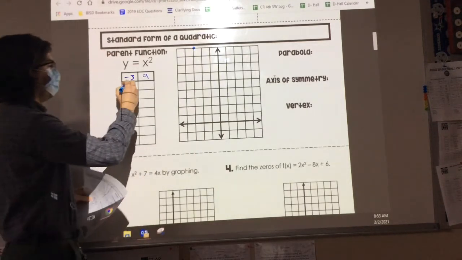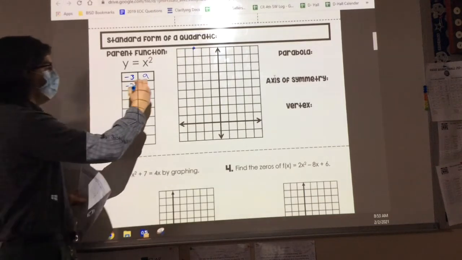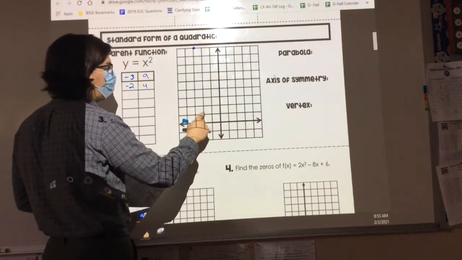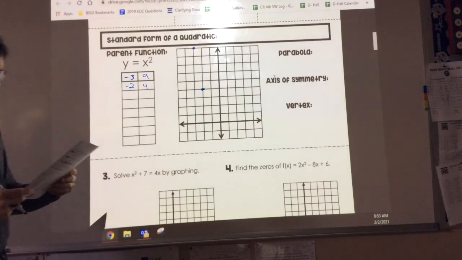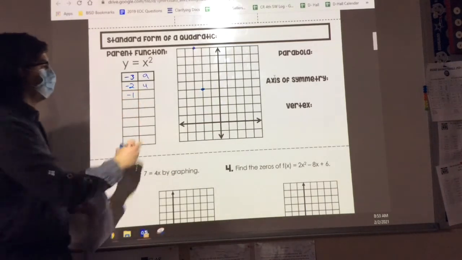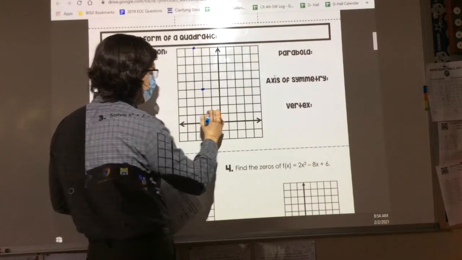Your next point is going to be -2. What is -2 squared? 4. So another point I'm going to have is (-2, 4). So -1, -2. 1, 2, 3, 4. Then we're going to have -1. What is -1 squared? Positive 1. So we're going to have (-1, 1).